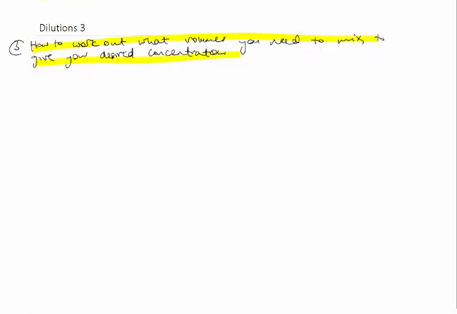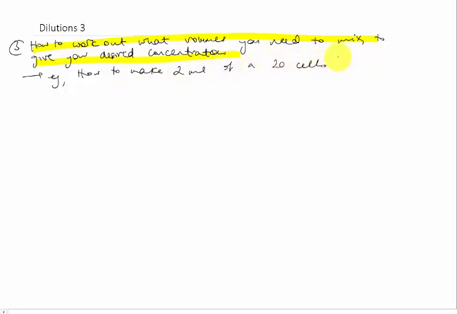So, for example, let me show you what I mean by telling you the example I'm going to use. How would you make 2 milliliters of a 20 cells per milliliter culture, starting from a 500 cells per mil culture? So this is kind of carrying on from what we did before.